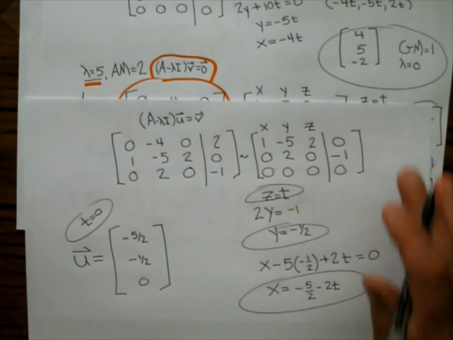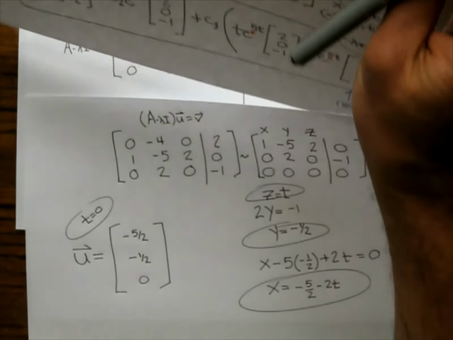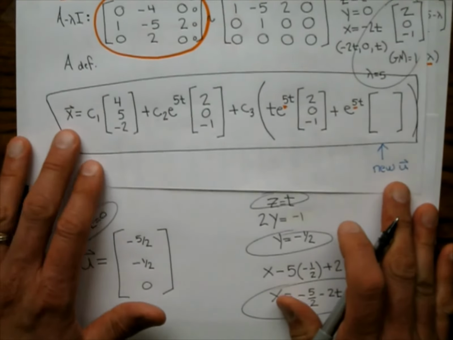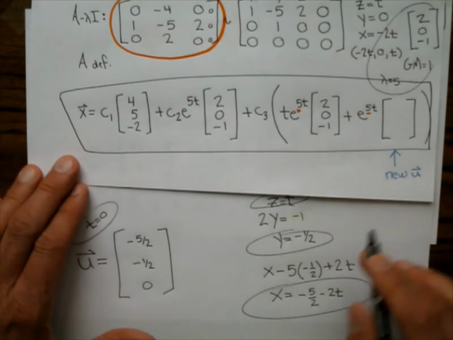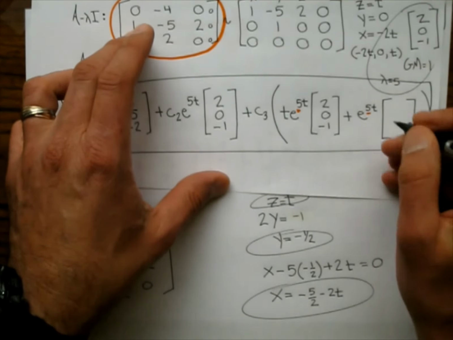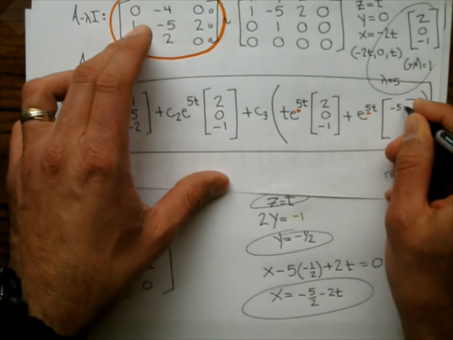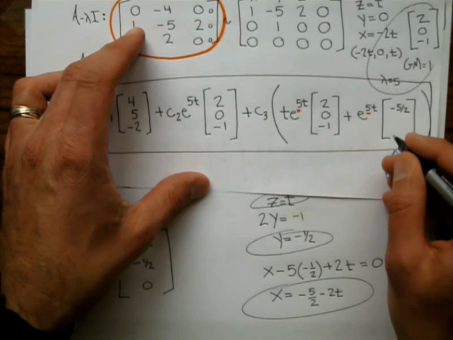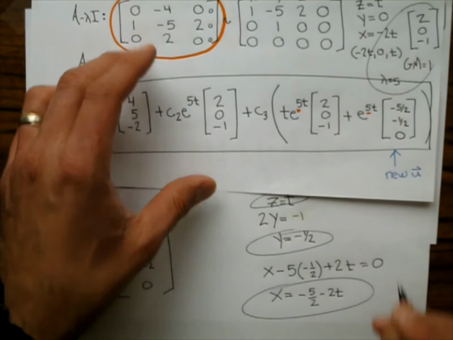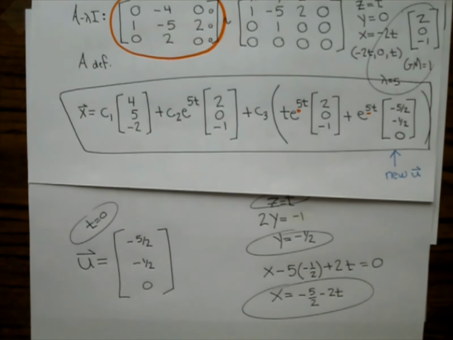Okay, so what am I going to do with that u? I'm going to put it right here. So the new u goes right there. So this is negative 5 halves, negative 1 half, and 0. And there's the answer. And that's how you do these problems.